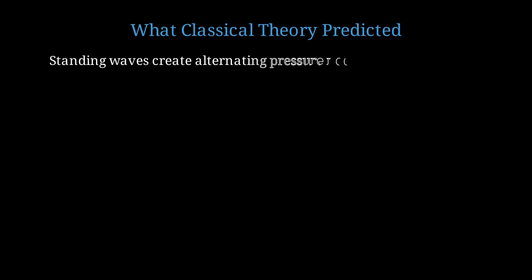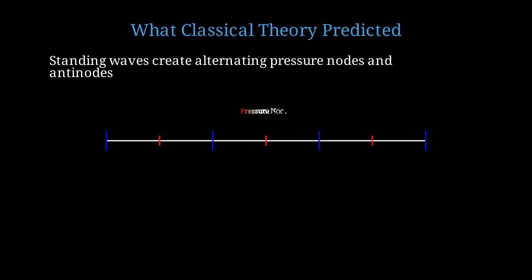Today we're going to explore one of the most fascinating mysteries in acoustic physics, the unexpected behavior of bubbles in sound fields. Let's start with what we expected to happen based on classical acoustic theory. When you create a standing sound wave, you get regions of high pressure called antinodes and regions of low pressure called nodes. This diagram shows a standing wave pattern. The red lines mark pressure nodes, the blue lines mark antinodes, and the curves show the pressure distribution.